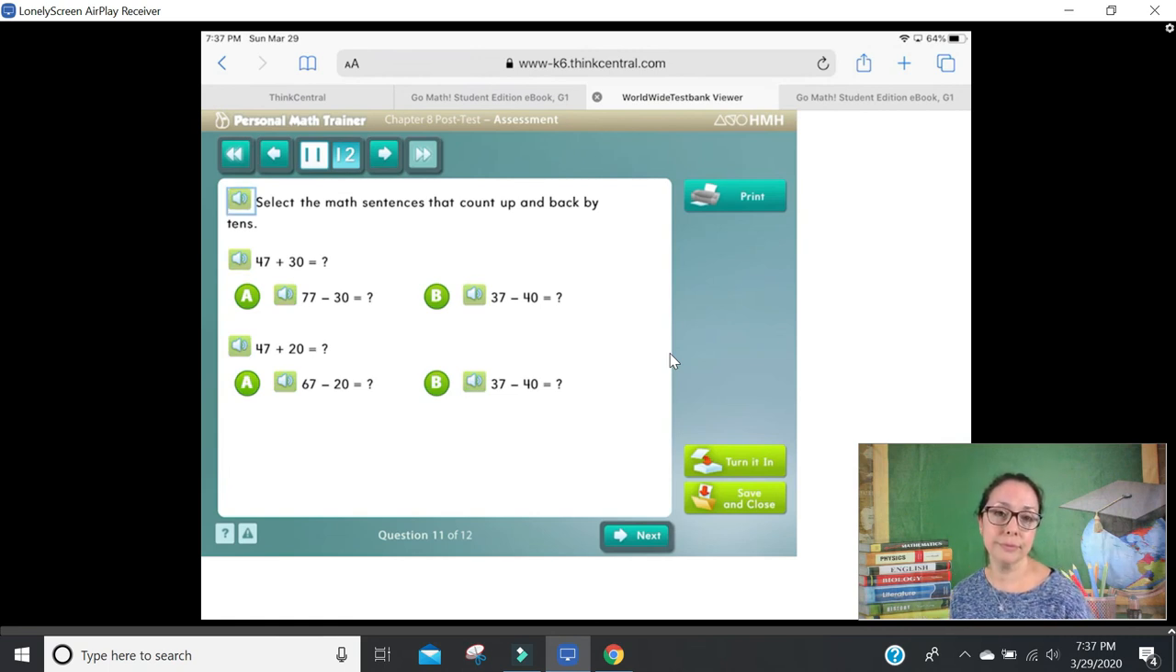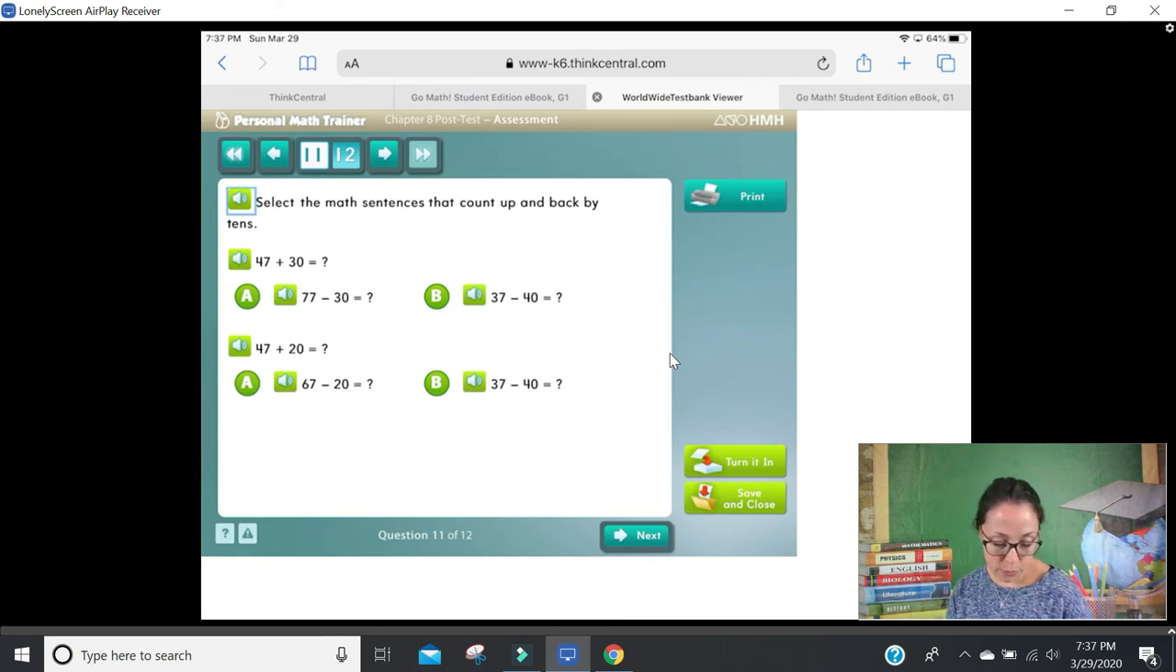Select the math sentences. Count back by tens. Oh, my speaker sounds horrible. Dice, selecciona las oraciones de matemática que cuentan para arriba y para abajo, o adelante y atrás, para las decenas. So this is kind of like the one we did for matching in the chapter review test. Es como la que hicimos en el examen del libro que teníamos que poner las líneas.